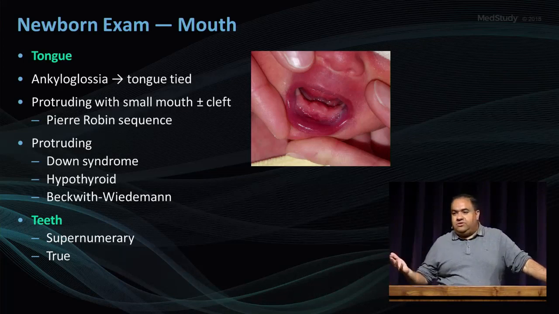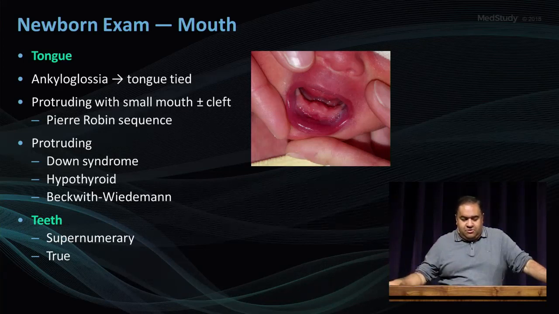My rule of thumb is that if it doesn't cause any difficulty in feeding for the child, you let it be. And usually it doesn't cause any issues with speech. The only thing they can't really do is roll their R's in the future. But if it's causing a lot of speech difficulty, then you can go ahead and clip. Protruding with small mouth and cleft, usually if you have a really small jaw, we worry about Pierre Robin sequence.